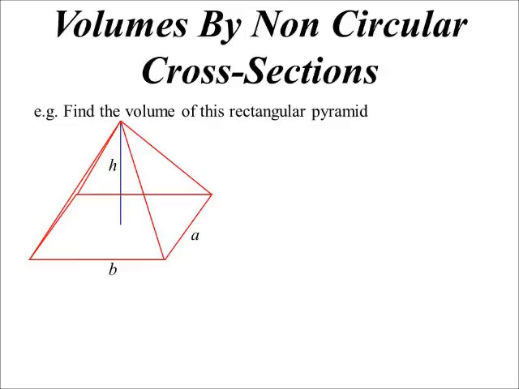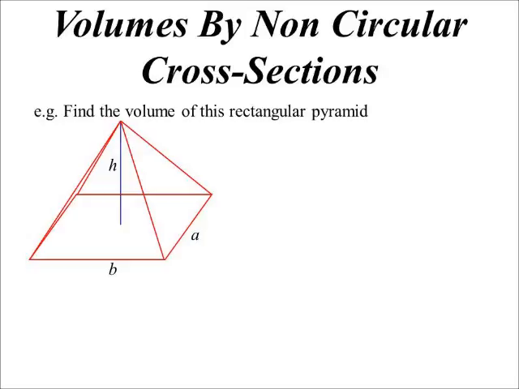Every volume we've looked at so far has had circular cross-sections. But of course, not all solids have circular cross-sections. What happens if we have something like the rectangular pyramid? Now, we can still use this idea of slicing, it's just that the cross-sections won't be circular. As long as, when I slice it, every single slice has a similar shape, we can still use this idea.